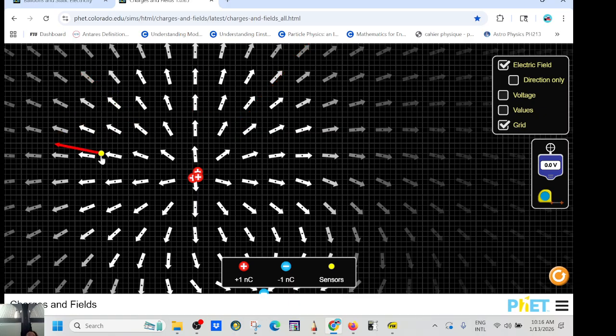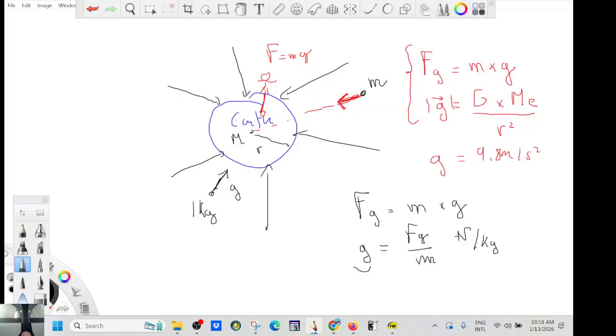At each point in space, I can define the vector electric field, and you can think of the electric field as the electric force per unit charge. So it's like the Earth.